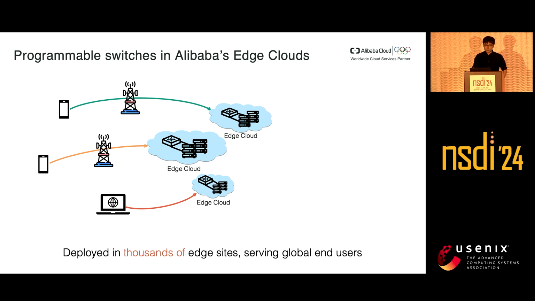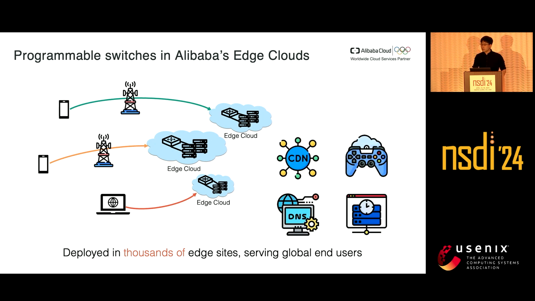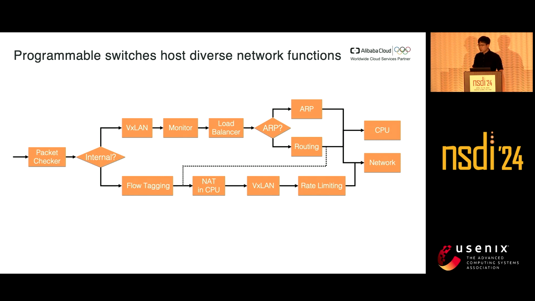Within the edge cloud, we're hosting a diverse set of network functions, including CDN, cloud gaming, DNS, and web caches. So here is a simplified chart of all the network functions we deploy in the programmable switch. We are actually using, I would say, nearly all the advanced features provided by the programmable switches. For example, here we are using recirculation. We are sending the packet to the CPU host, to use the memories in the CPU. We're using stateful operators that are supported in the ASIC.